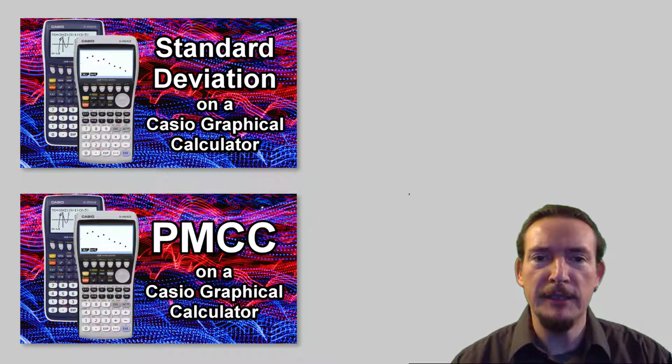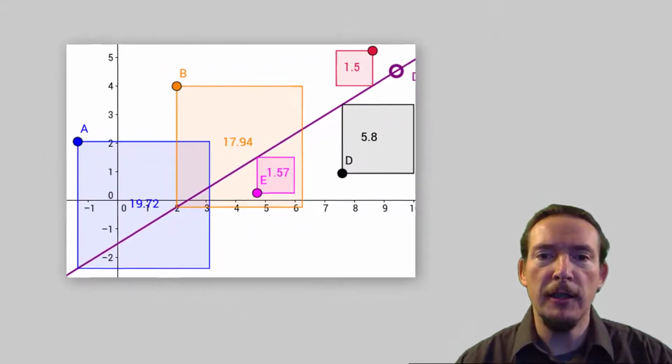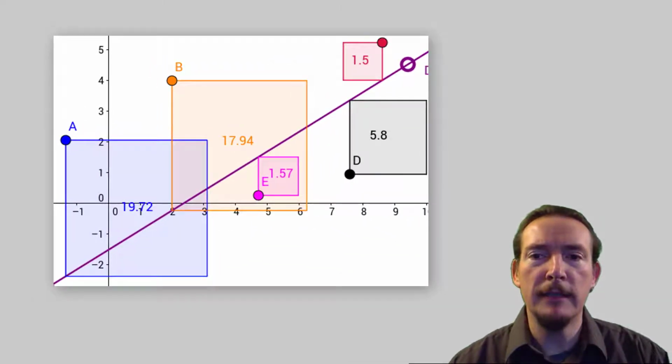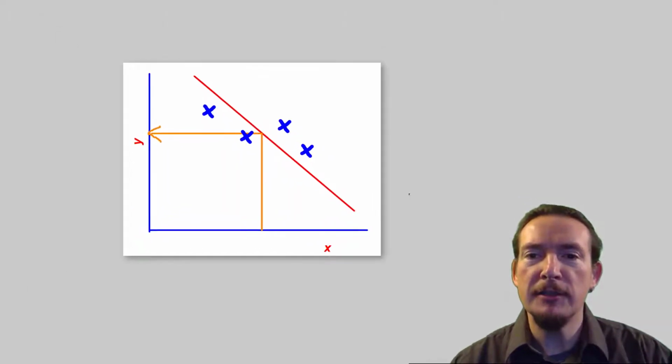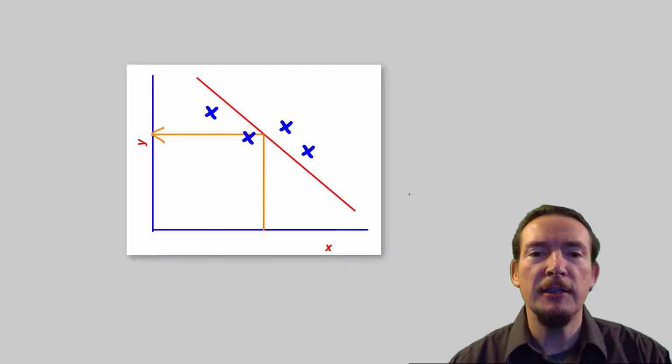In previous videos we have looked at finding mean and standard deviation, and we've also looked at the Pearson's PMCC. This time I'll be showing you how to find least squares regression lines and how to decide between y on x and x on y. We'll also be looking at using regression lines to make estimates and discussing the reliability of these.